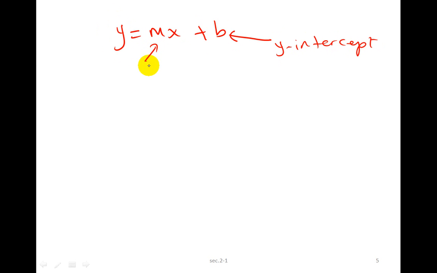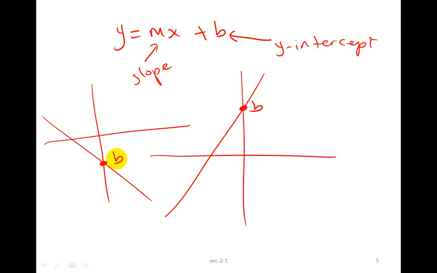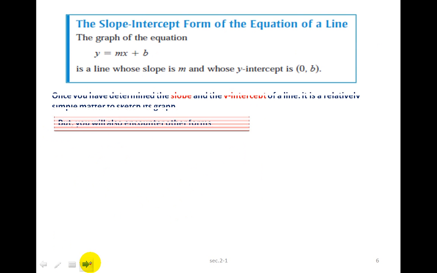So I'll summarize what I said here. For a linear graph, you'll have y equals mx plus b. This b is the y-intercept, and this m is the slope. We'll discuss the slope later, but I hope you understood what b is. For example, if this is my graph, this is point b. If you have another graph, this would be our point b. That means where the graph is going to touch the y-axis.